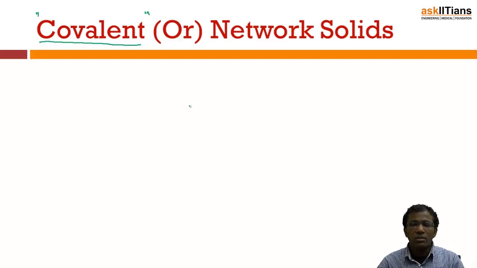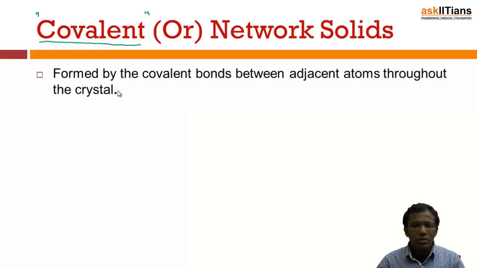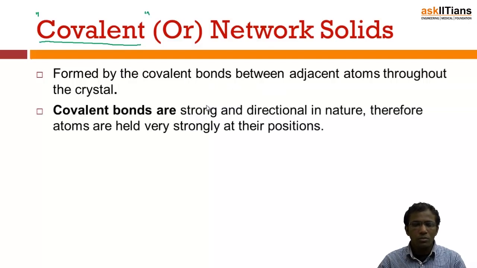Covalent solids are solids which are made up of atoms held together by covalent bonds. Simple, right? The definition you can easily understand: they are formed by covalent bonds between the adjacent atoms throughout the crystal. This type of bonding you will observe throughout the crystal. That's why it is also known as network solids, because here we have a network of covalent bonds.